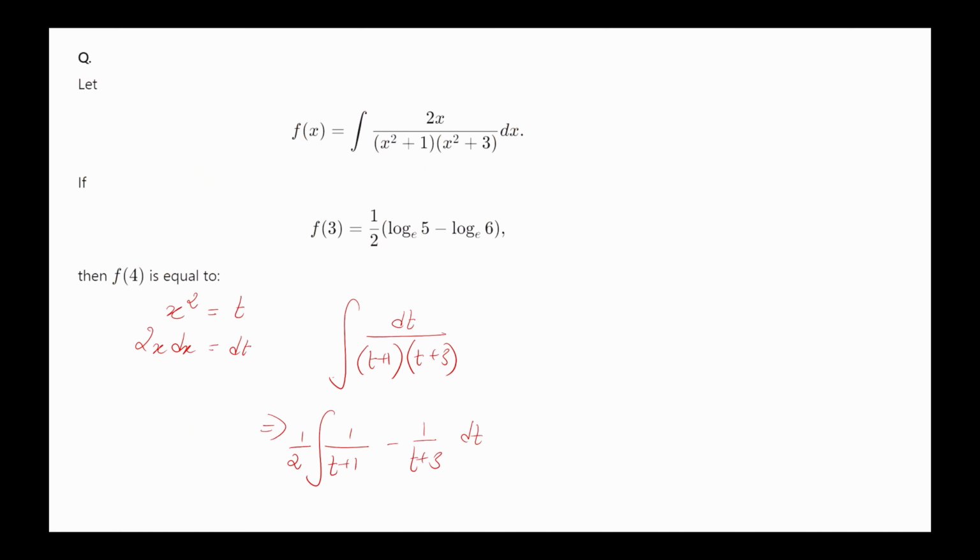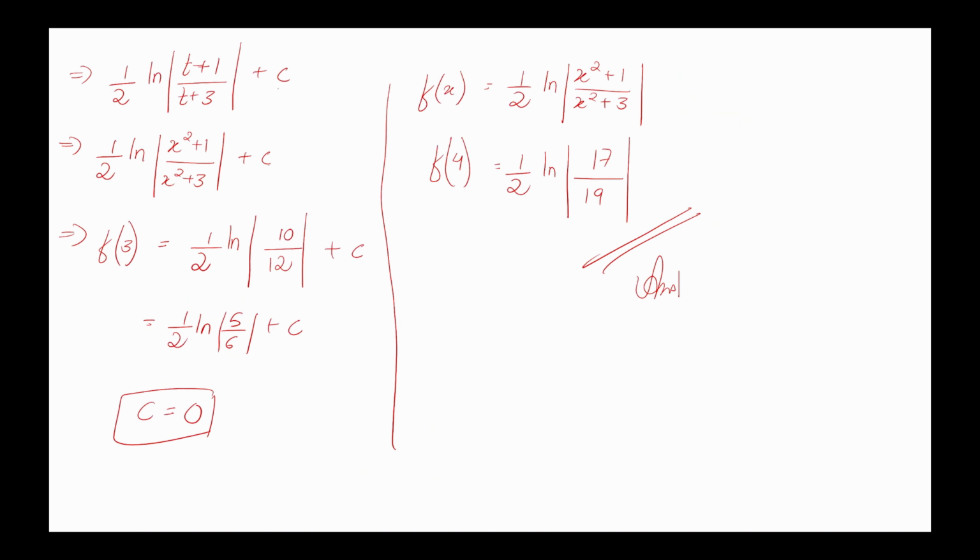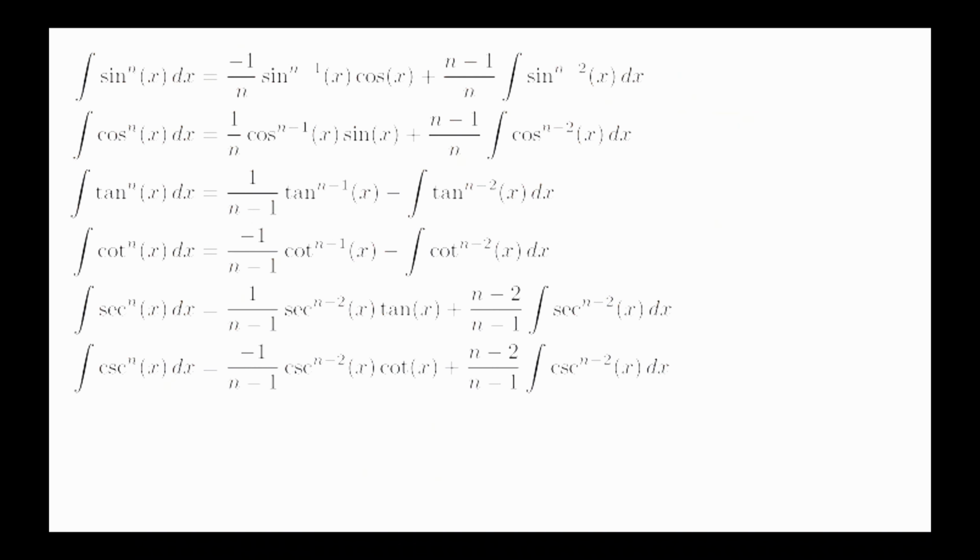Now here in this question, of course, we did not need any such concepts of a and b. Let's say if you weren't able to distribute this as 1 upon t plus 1 minus 1 upon t plus 3, then you can use this format which we had studied, a upon x minus a plus b upon x minus b. So keep this format in mind.